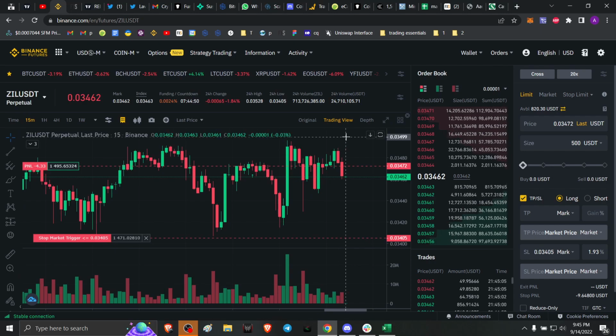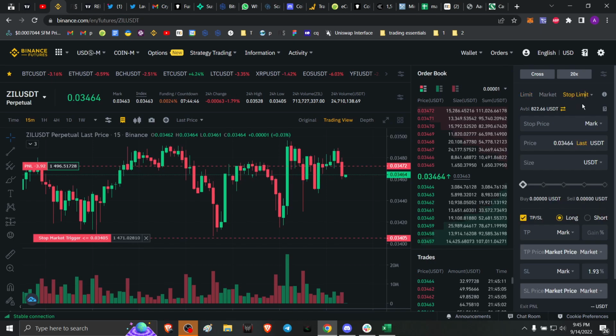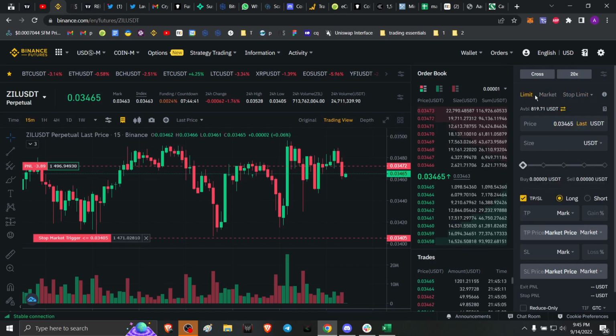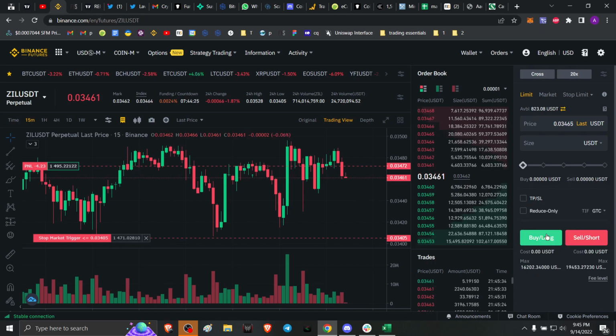And let's take a look at the next one. How do you short? Do you use limit? Do you use market? Do you use stop limit? There's a ton of other orders here. Don't use any of this. Just use limit orders. If the price is here right now, and I want to open a long position or short position at this particular point, you just type the place you want to enter a short position at, and then you click buy long.